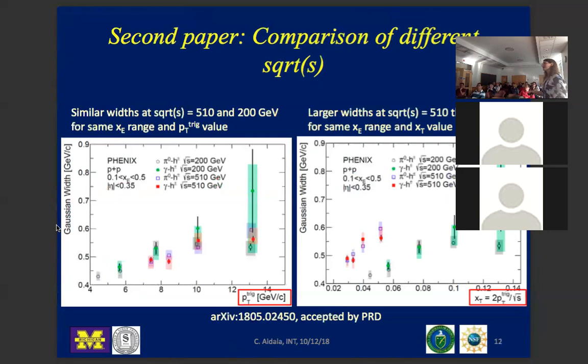Now, if I plot instead as a function of xT, defined as 2 pT of the photon or neutral pion divided by root s, so it's the transverse analog of Feynman x, basically the fractional transverse energy with respect to half the center of mass energy, it ends up being correlated with x. Again, it's not actually x, which we can't reconstruct directly in these pp measurements. So now you can see these square points are for the 510 GeV, and the circles are for the 200 GeV. At a similar xT and integrated over the same range of xE, you get higher widths at the higher center of mass energy, which qualitatively is probably not surprising.